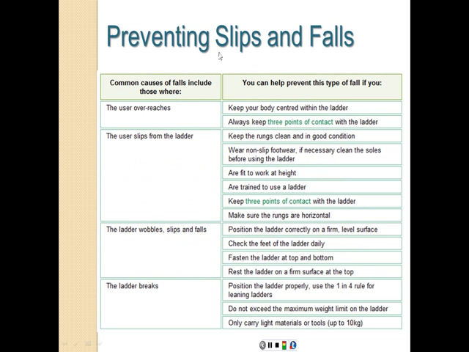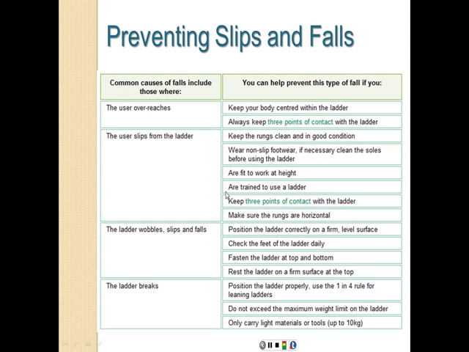So some of the major reasons for slips and falls, common causes here, and how can you help prevent these. The user overreaches. How can we prevent that? Keep your body centered within the ladder. Always keep 3 points of contact with the ladder. The user slips from the ladder. Keep the rungs clean and in a good condition. Wear non-slip footwear. If necessary, clean the soles before using the ladder. And make sure that you are fit to work at a height.